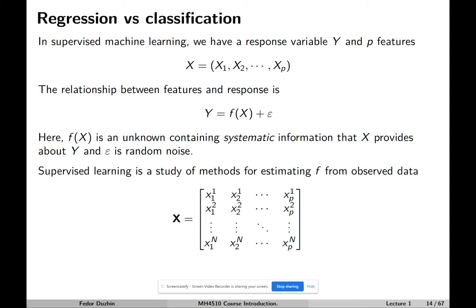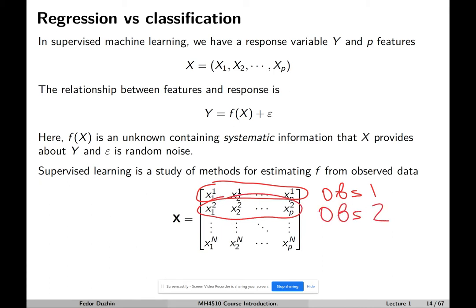So supervised learning is the study of methods for estimating our unknown function f. This function is completely unknown. We believe that there is such a function, the ground truth, but of course we don't know what it is. We estimate it from a matrix of observed data, right? So this is a matrix. The first row is our first observation. Second row is our second observation, and so on. So every row is one observation, and every column is one feature.